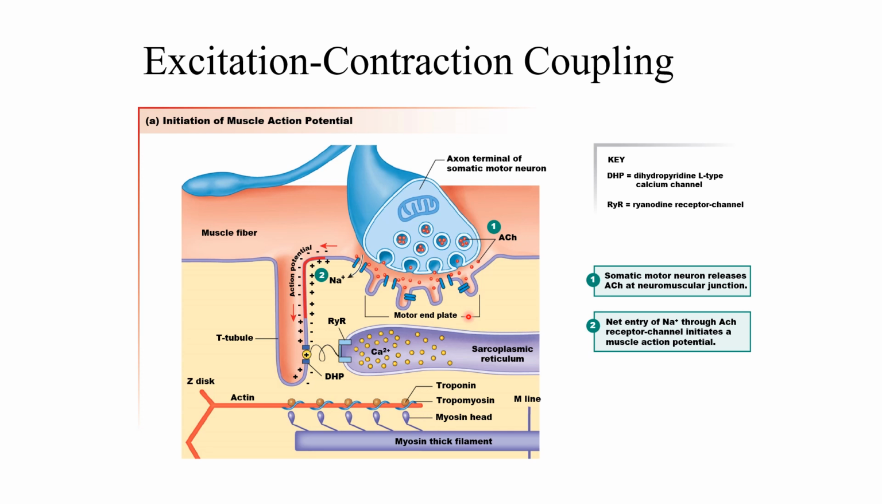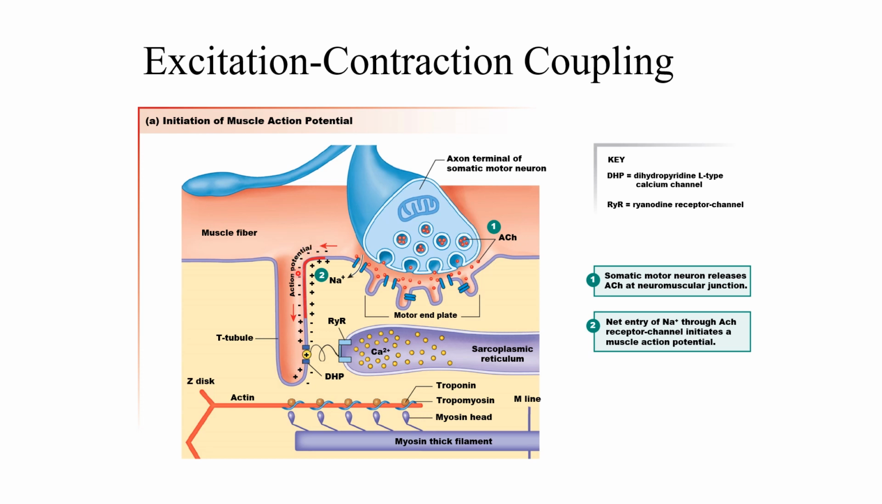Now think of your end plate potential as our graded potential. For an action potential to get triggered, remember we talked about it in our action potential video, a graded potential must reach threshold. So our end plate potential must reach threshold for an action potential to be triggered. Let's say that the end plate potential did reach threshold, then an action potential is going to be triggered, and the action potential is going to run down the T tubules.